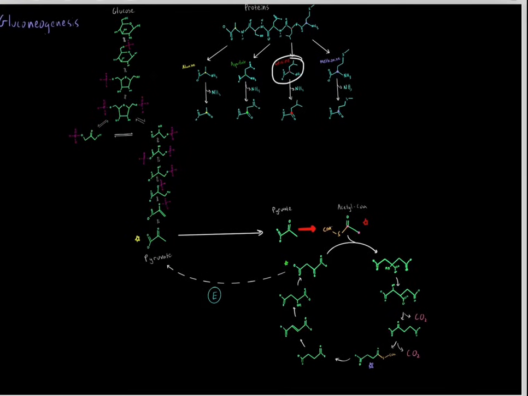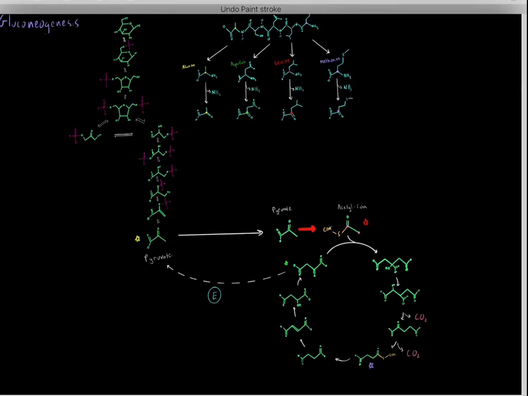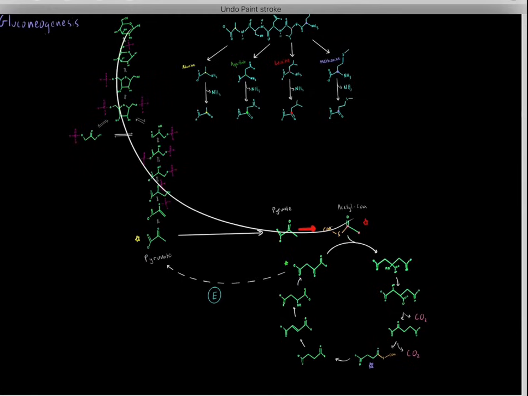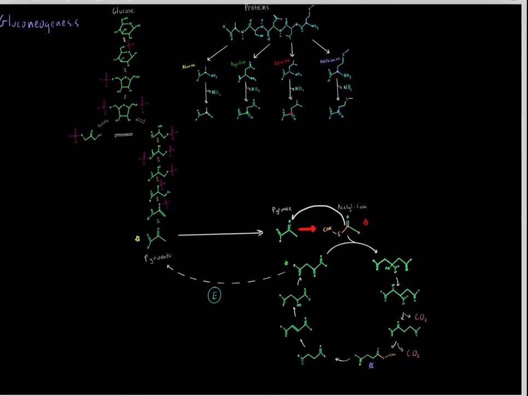But what about leucine, the amino acid leucine? Well, again, we get rid of the amine group, so now we form this alpha keto acid. But this alpha keto acid, we have the enzymes to convert it into acetyl-CoA. And we know acetyl-CoA cannot be used to form glucose molecules. We know it cannot go in this reverse direction. It's forced to go in this direction, so it can't be used to form glucose molecules.